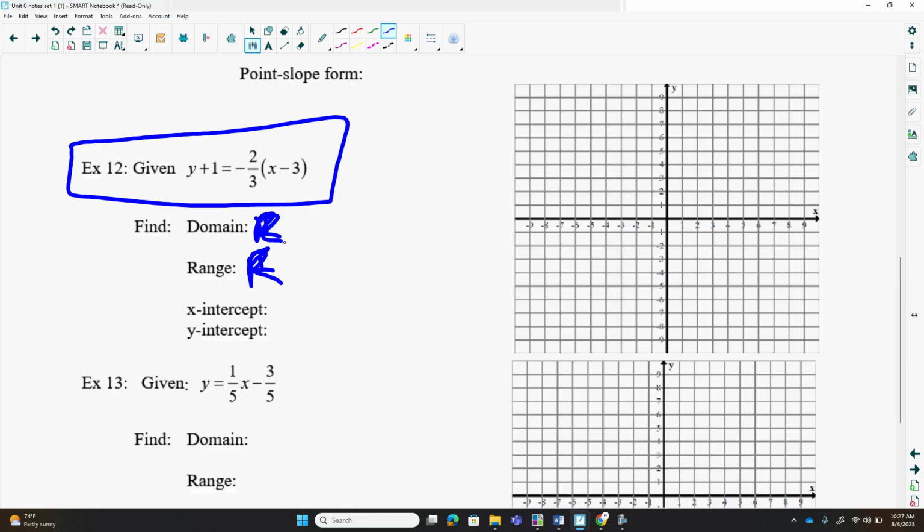Now, what form are we in number 12? Point slope. So in point slope form, we need to say, wait a second, the point is 3, -1. So I go over 3, down 1, and my slope is down to right 3, or up to left 3.